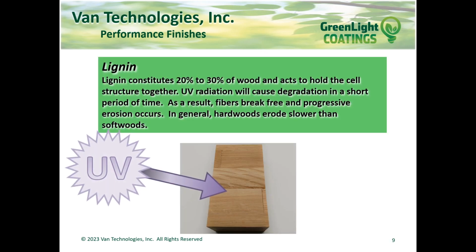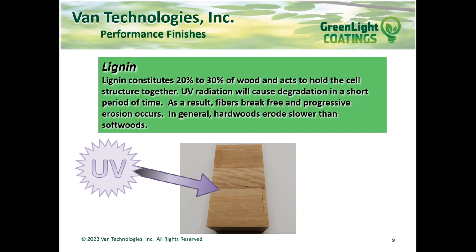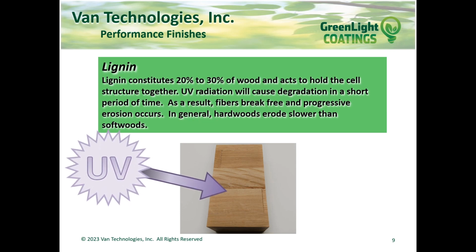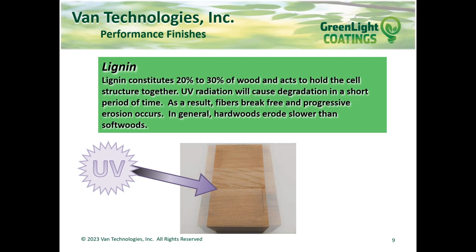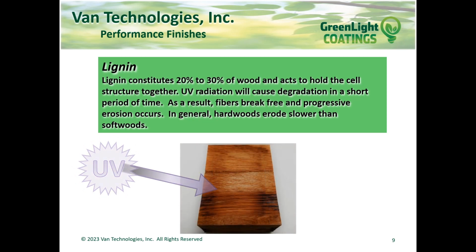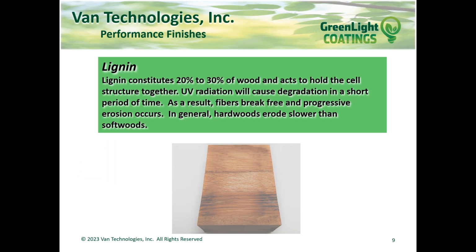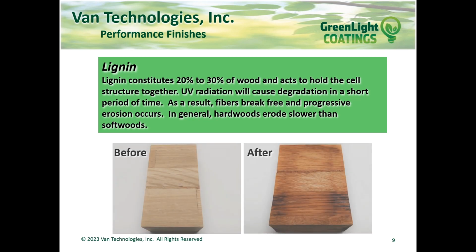Lignin constitutes 20 to 30% of wood and acts to hold the cell structure together. UV radiation will cause lignin to degrade in a short period of time. As a result, fibers break free and progressive erosion occurs. In general, hardwoods erode slower than softwoods.